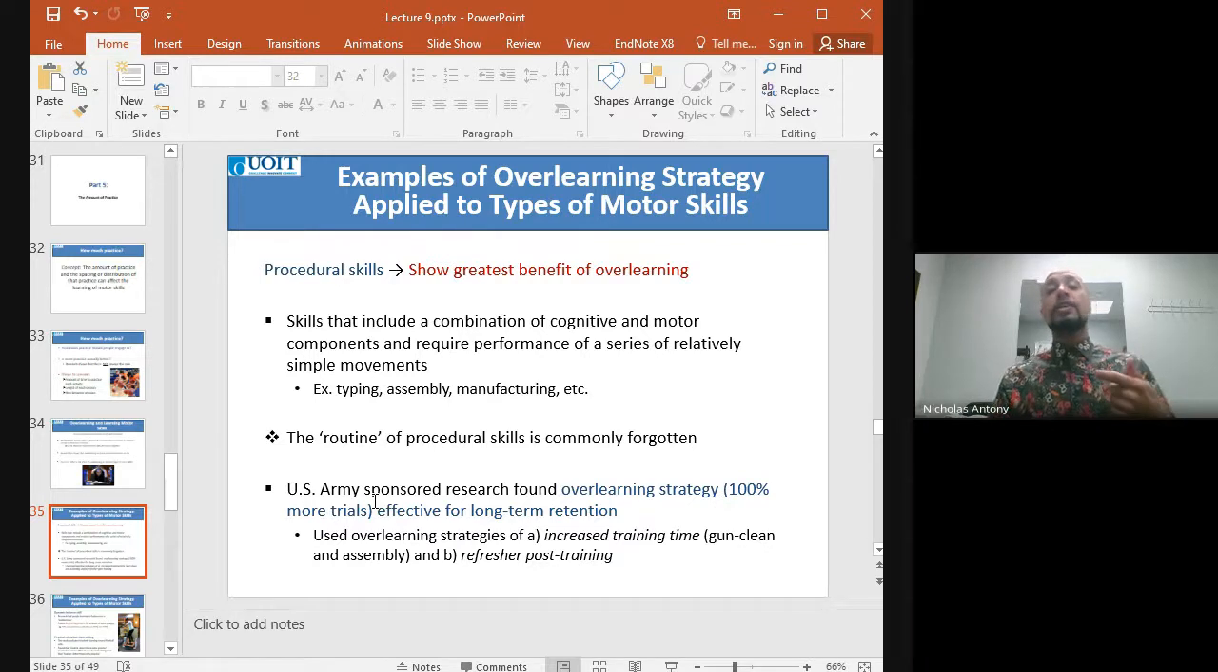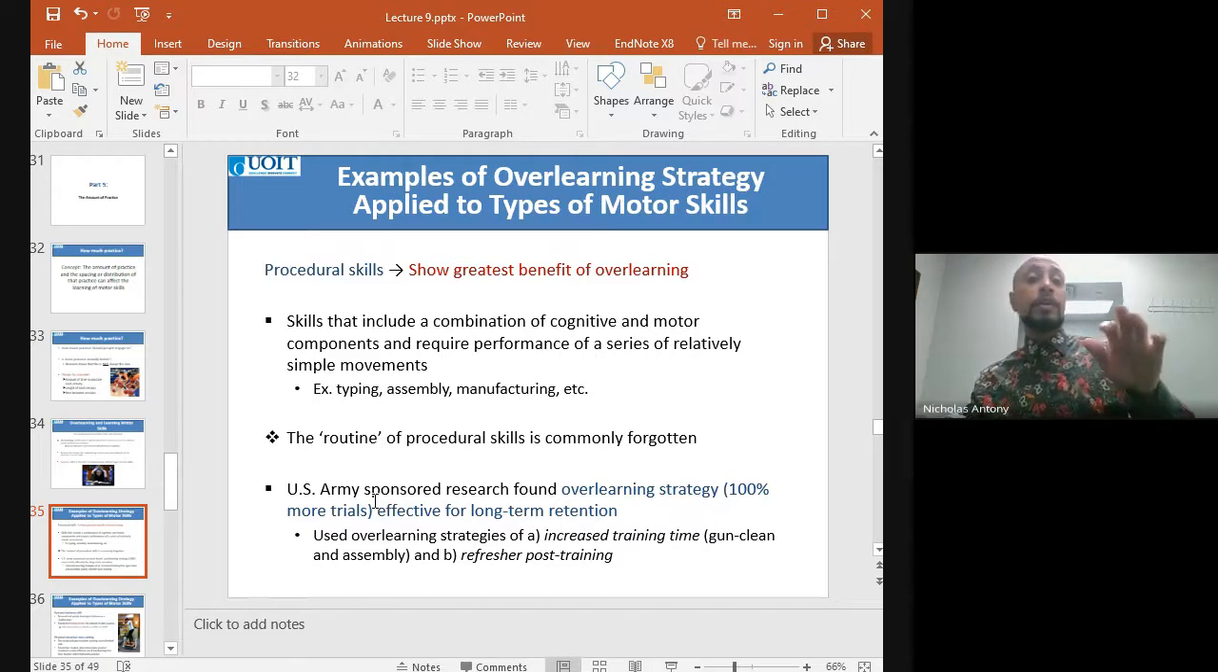And so they had initially recognized this. They did a study to look at the amount of practice required for the soldiers when they were in basic training. They taught them how to clean their guns and put them together. So it's a procedural skill, okay? And they would count, on average, the amount of time it took for the recruits to learn that skill.